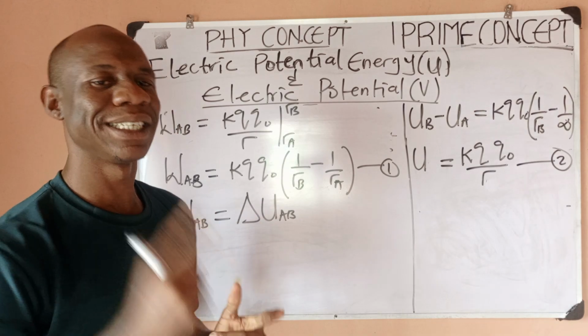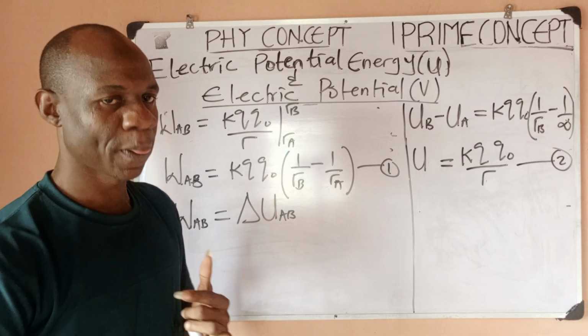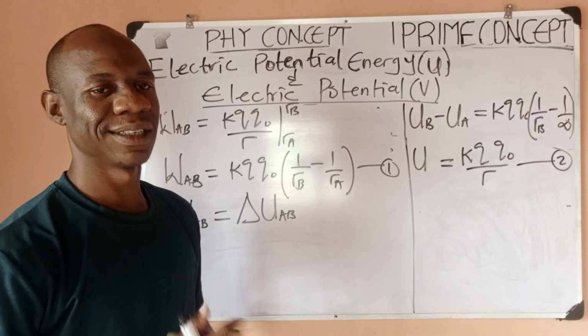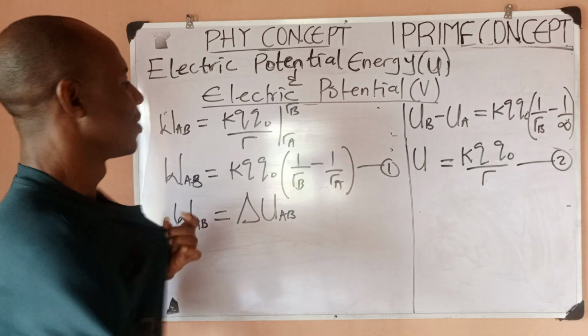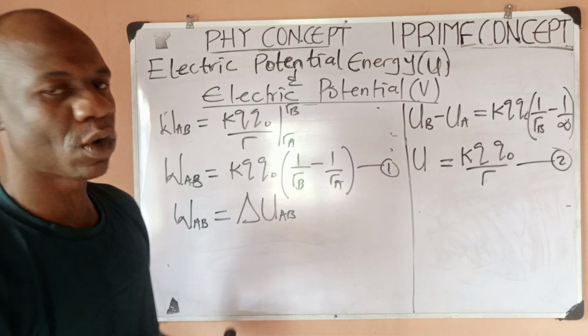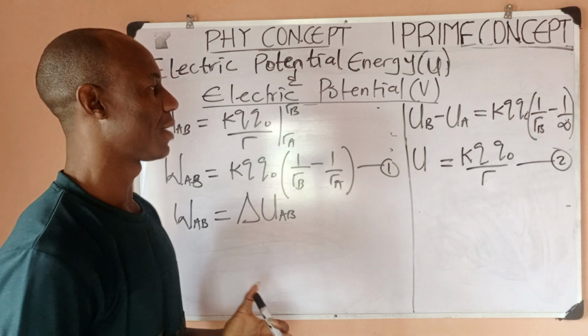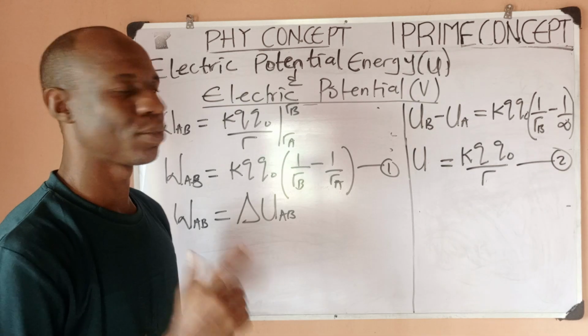Electric potential energy is measured in joules, and it is a scalar quantity. It is a scalar quantity, so take note of that. And the next thing we want to derive is the formula for electric potential, V.